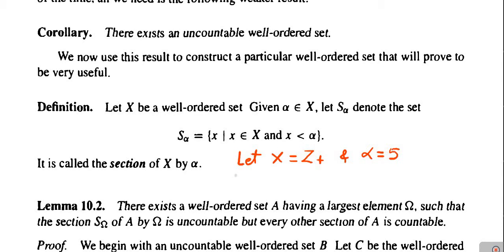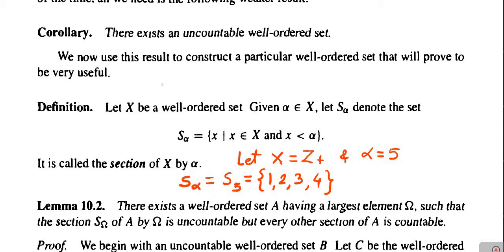Then the set S alpha will be equal to the set S 5, and this will be the set which consists of all the elements from the set capital X, meaning the Z plus set, all the positive integers, such that the element is less than alpha, meaning 5. This consists of the set 1, 2, 3 and 4, because these are the only elements from the set X which are less than 5. So like such we have the set S alpha.